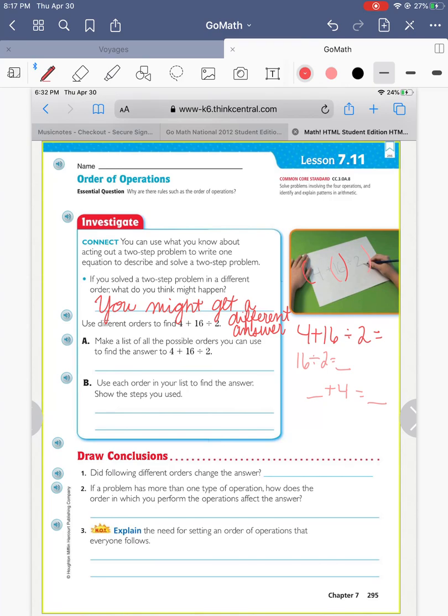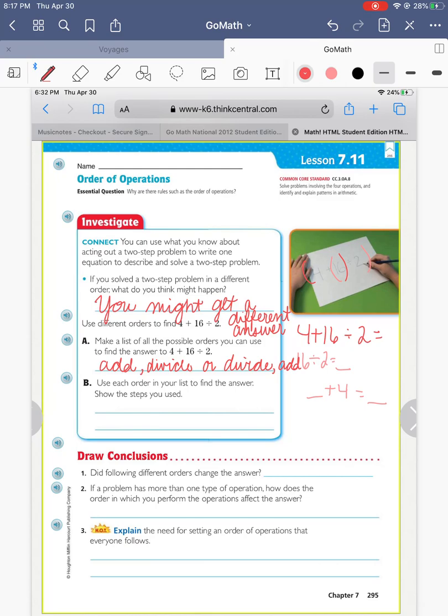All right. So we're going to make a list of the ways we could order them to find the answer. The first way was we can add and then divide, right? Because that's what we did with the first problem. Add and divide. Or we can divide, then add.